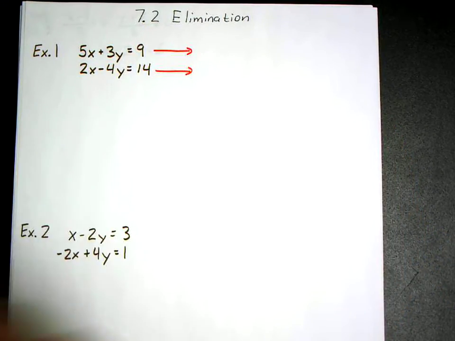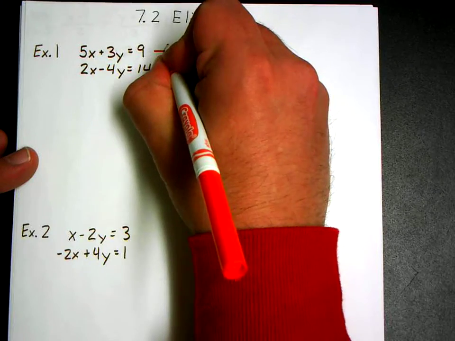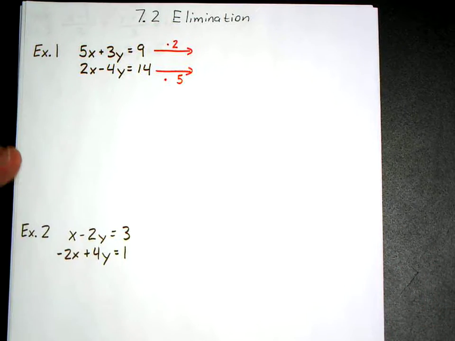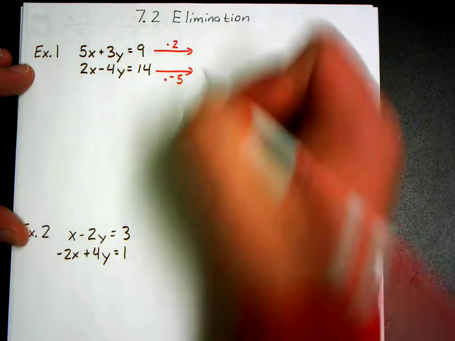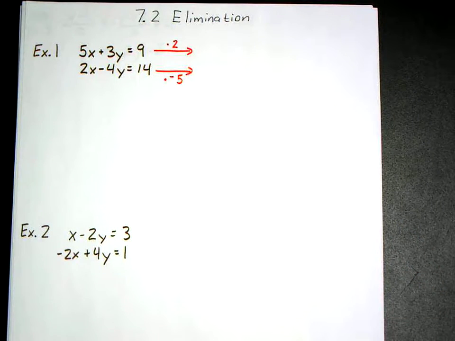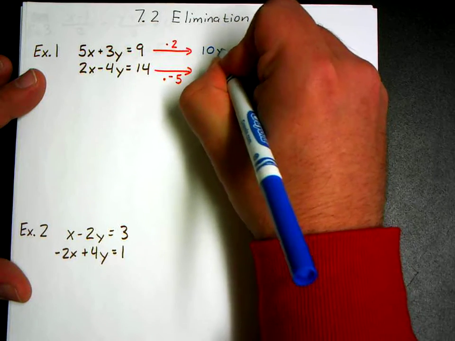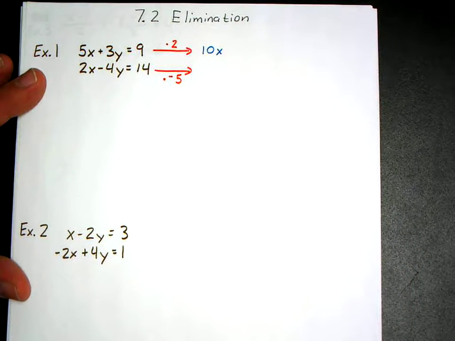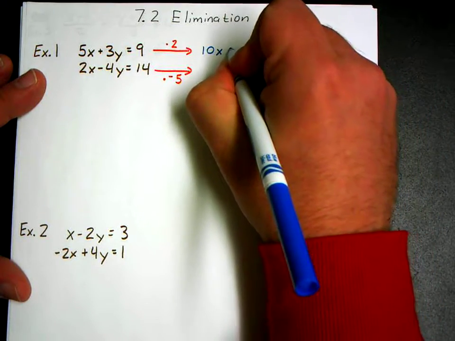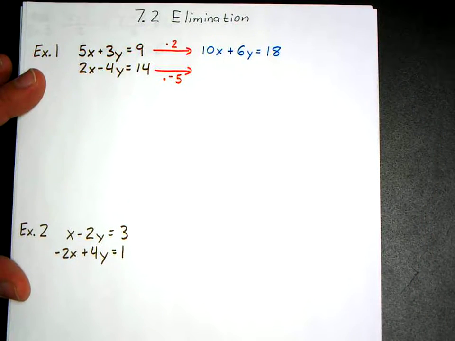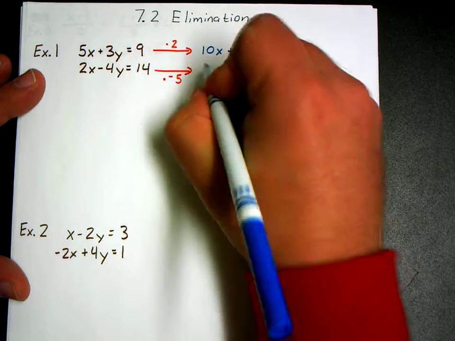So I would need to take this equation times 2 and this equation times 5, but I need one of them to end up being negative. So since they're both positive, I would need to take one of them times a negative number. And then you just need to make sure to take your entire equation times that number. So this equation will become that. Bottom equation.